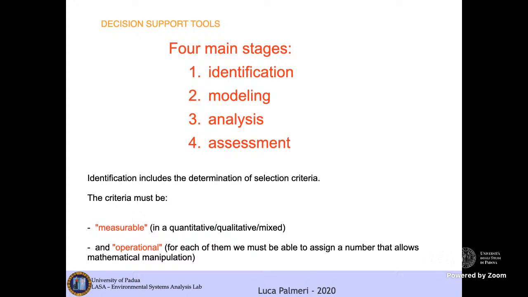Identification includes the determination of selection criteria. The criteria must be, as much as possible, measurable in a quantitative, qualitative or mixed way. When I say quantitative, I mean numbers. When I say qualitative, I mean good, bad, smileys or not smileys, and mixed is a mix of the two ways of representing criteria. And then the criteria must also be operational. So for each of them, we must be able to assign a number that allows some kind of mathematical manipulation.